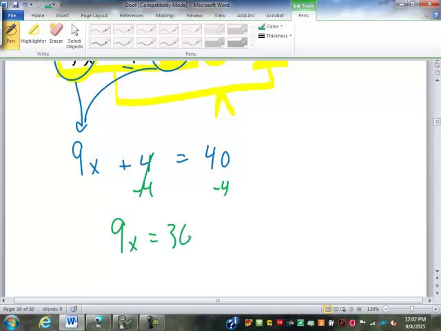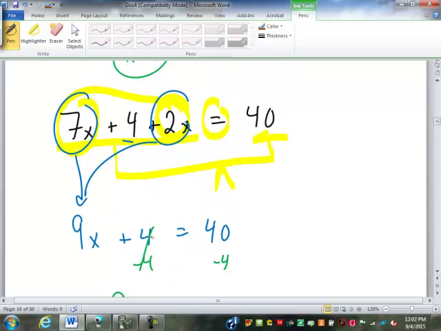9x equals 36. And then divide by 9. X equals 4. And again, you could go back up here and put 4 in where you see the x's. 7 times 4 is 28, plus 4. 2 times 4 is 8. If you add those all up, you do get 40.